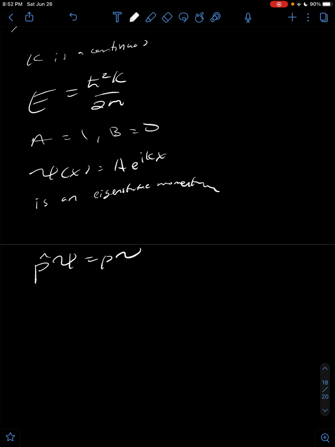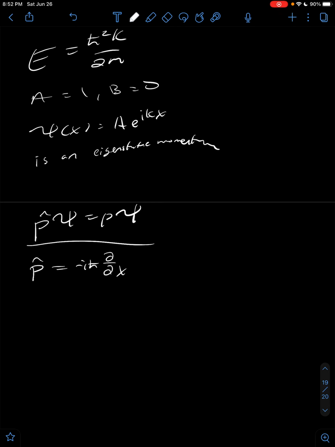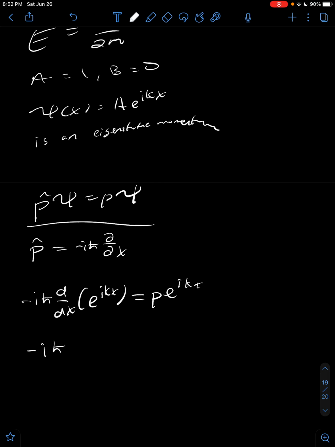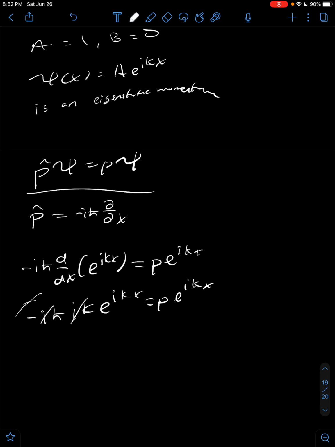So to be an eigenstate of momentum, this must follow, where p hat is minus i h bar partial over partial x, or d over dx. So minus i h bar d over dx of e to the ikx should equal p times e to the ikx. Minus i h bar times the first derivative is just going to be ik e to the ikx equals p e to the ikx. i times i is minus 1, and minus times minus 1 is just 1. So h bar k e to the ikx equals p e to the ikx, which means that p equals h bar k.